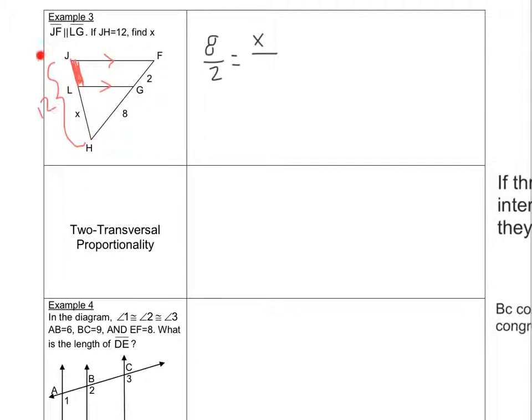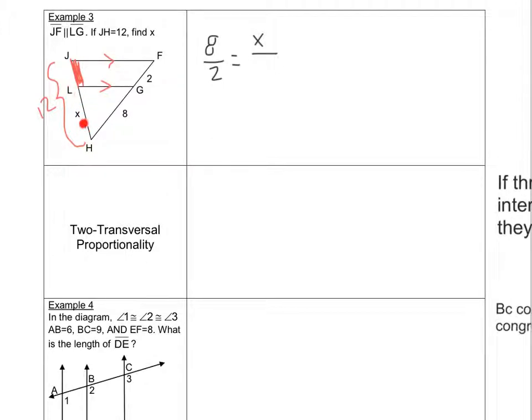If the whole thing is 12, let's just pretend for a second that this piece was 7. If this was 7, what would this be? Did you say 5? I think you did. 7 plus 5 is 12. That makes sense. 12 minus 7 would give you 5, right?